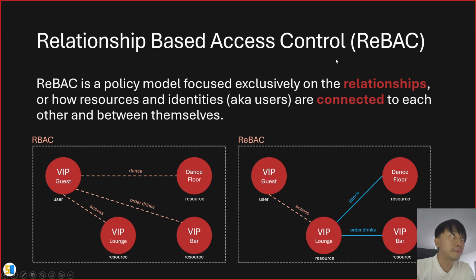But using relationship-based access control, a user will only have one permission, to access the VIP lounge, all right? And in this example, assuming that the dance floor and VIP bar are inside the VIP lounge, we can assume that whoever has access to the VIP lounge can also dance on the dance floor and order drinks at the bar, right? So the guest only has one permission, and the others are determined by the relations of this resource to another resource.